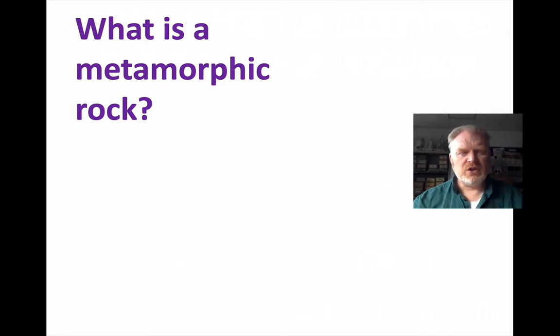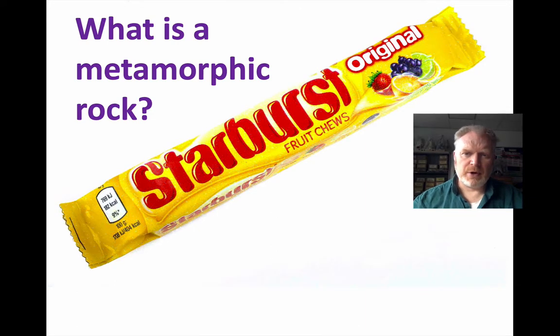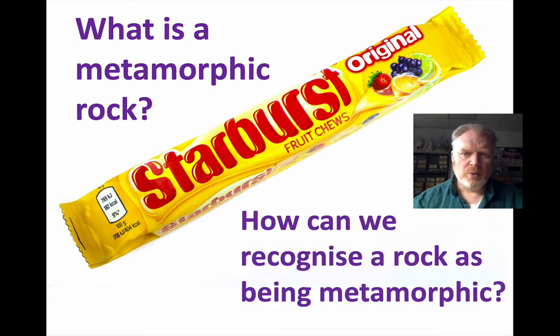Okay then, this does beg the question, what is a metamorphic rock? What makes it different from the igneous and sedimentary rocks that we've already been studying? And I think the best way to illustrate that is to have a go at the starburst experiment, if you haven't done so already. But from that then, we need to think about how we can actually recognize a rock as being metamorphic. What features could we recognize that let us pick up a specimen of this and identify it as being of metamorphic origin?